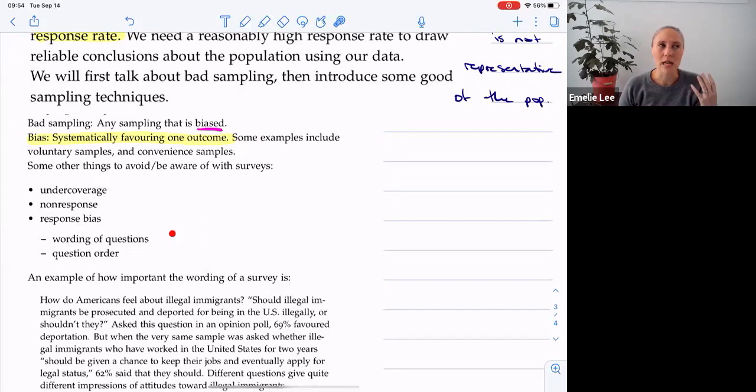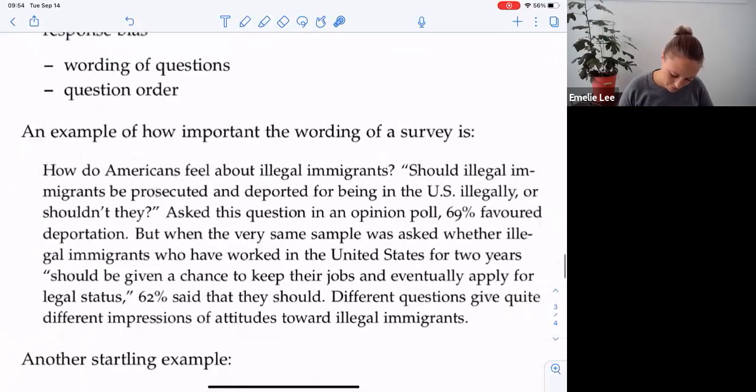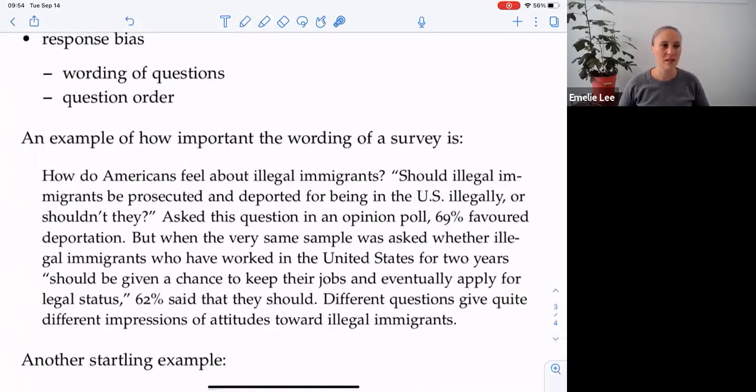And the people who would answer that survey feel a certain way, and that's where they're getting their information from, but also the question order. And I have some, I think, really interesting examples of how important these things are, okay? And so I just want to read through these examples.